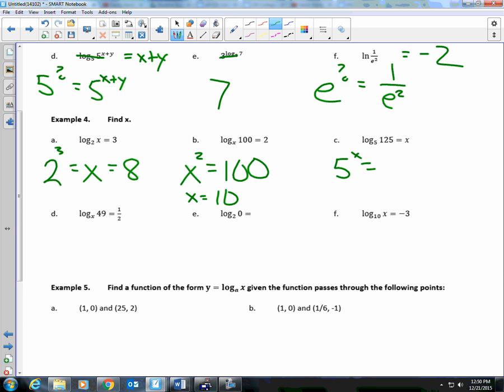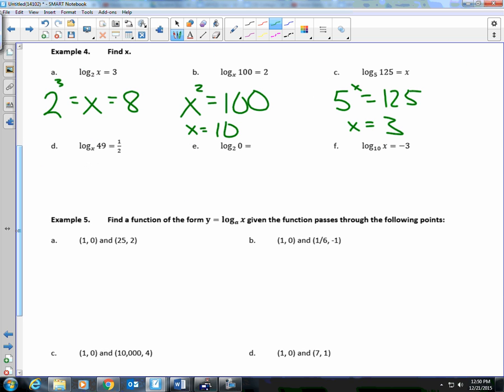5 to the x is equal to 125. So x is 3. x to the 1/2 power is 49. So x is, kind of want to say 7, don't you? Because the square root of 49 is 7. But that's not what it's asking, is it? It's saying what number would you take the square root of to get 49? And that would be 2,401.